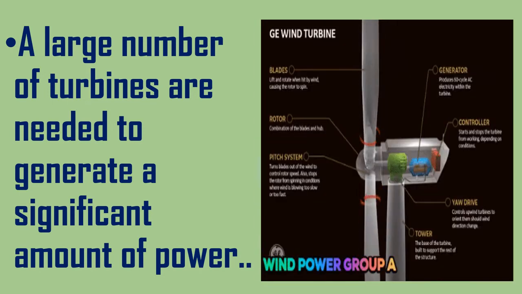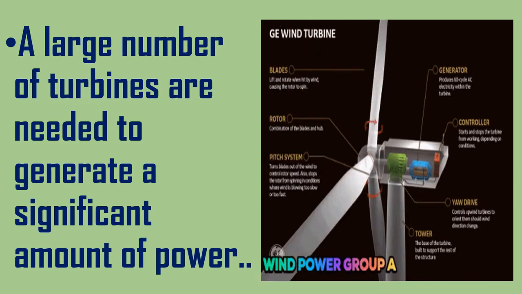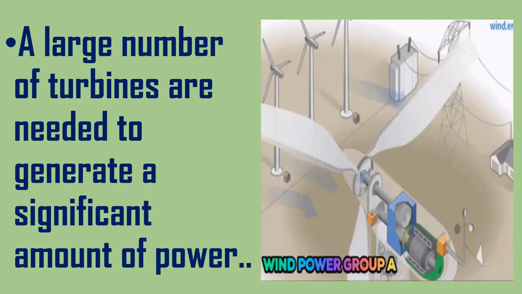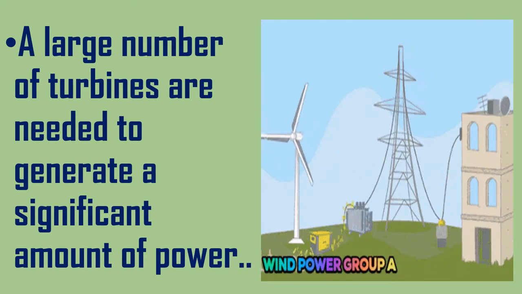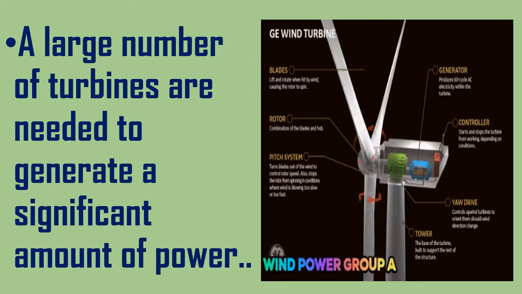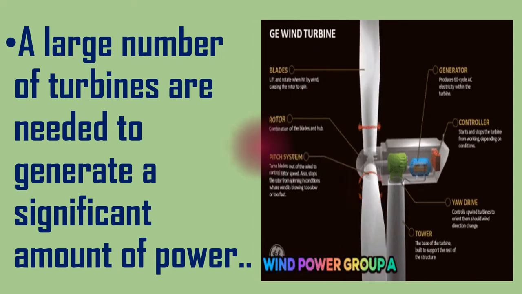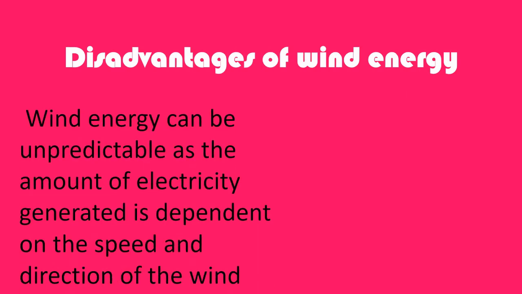If you can see here, I brought examples about wind energy and how they work with the wind. When there's wind, they will give electricity to the house. Now let us continue about the disadvantages, or the negatives, of wind energy.